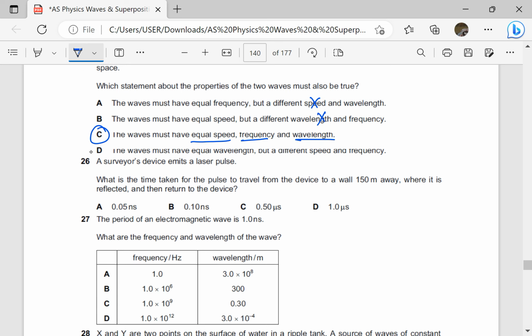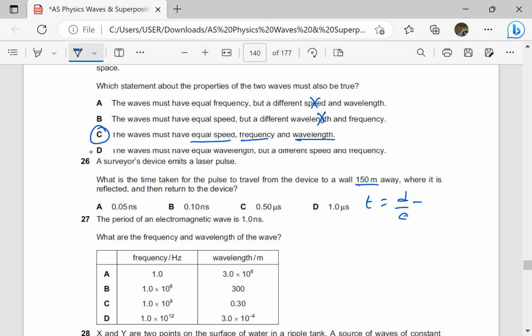A surveyor device emits a laser pulse. What is the time taken for the pulse to travel from the device to a wall 150 meters away, where it is reflected and then returned to the device? So time is going to be equal to distance over speed. It is light, I think. A laser produces light. So time will be distance over speed, that is over c.